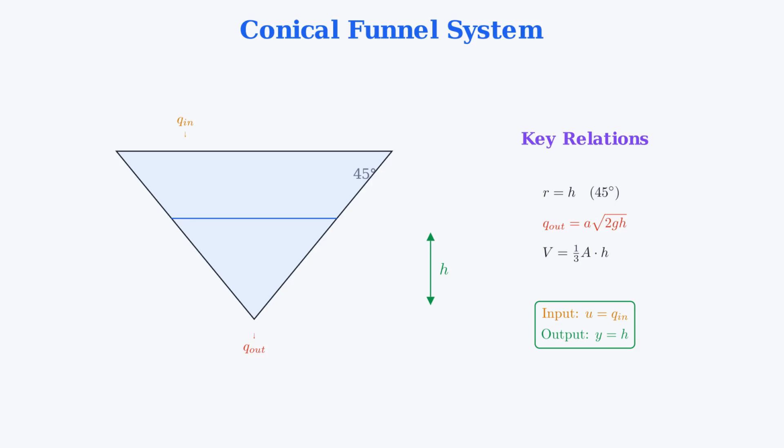Part A asks, what are the input and output signals? The input is Q in, the flow we can control. The output is h, the water level we want to observe. Part B. Let us derive the state equations.